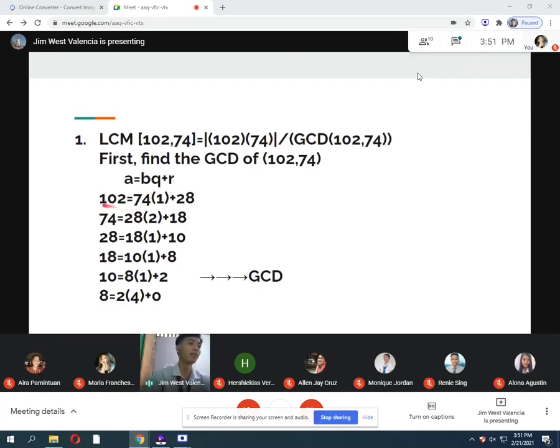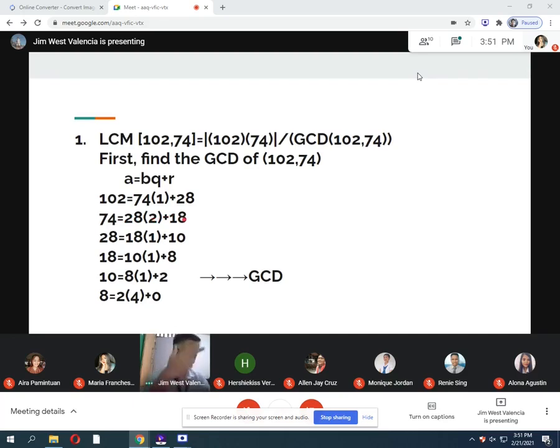So, 102 divided by 74 is 1, and the remainder is 28. So, ang factor naman natin ngayon ay itong 74, ito naman ang magiging A natin ngayon, at ang B naman ay 28. Di ba, familiar naman tayo dyan. Diniscuss ko na siya nung nakaraang linggo. Okay? Ang A naman natin ngayon ay 74, at ang B naman natin is 28. So, 74 divided by 28 is 2, and our remainder is 18.